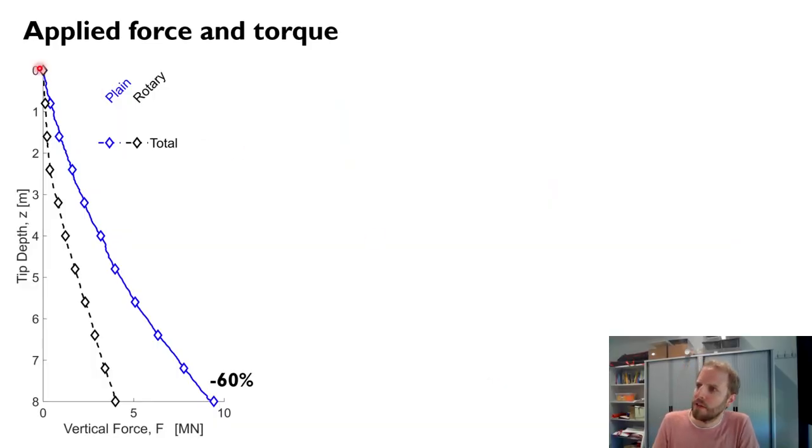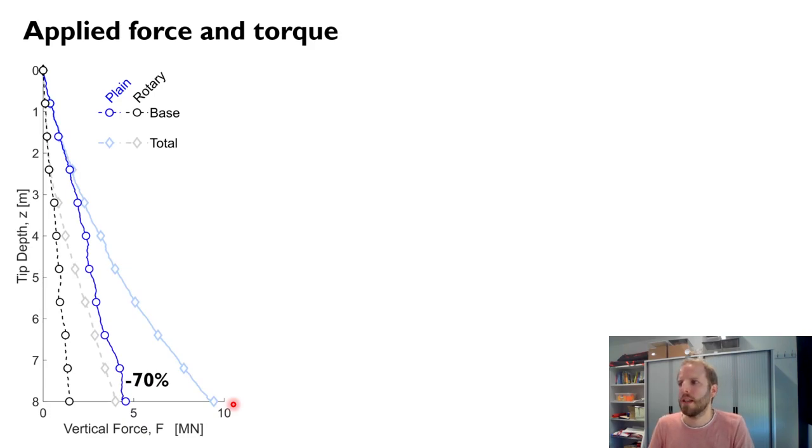Plane jacking, if we simulate plane jacking, this is the blue line, we have almost 10 meganewton of vertical force necessary to install the pile at 8 meter depth. Now if we apply some rotary jacking, there is a reduction of 60% of this total reaction force. And this is due mainly to the base component. The base component is the largest component. It accounts for about half of the total resistance, and rotary jacking means that this is reduced by 70%.